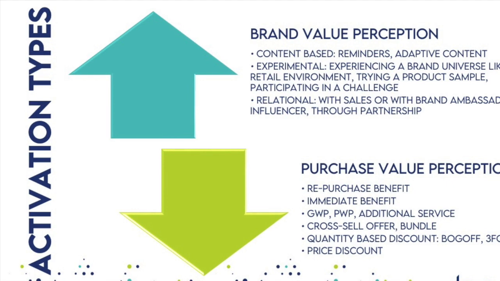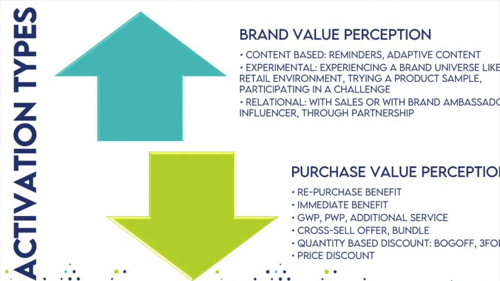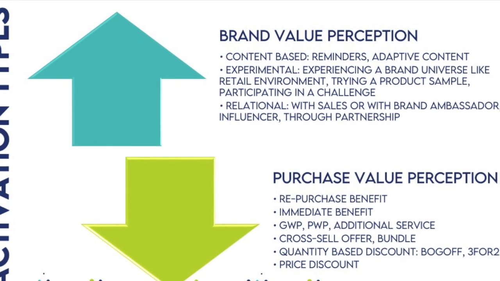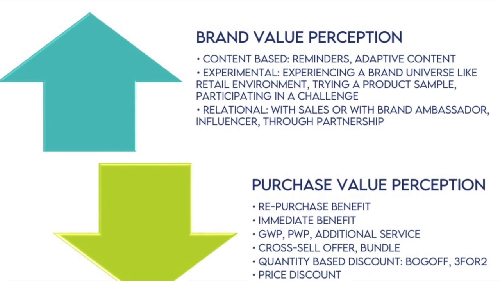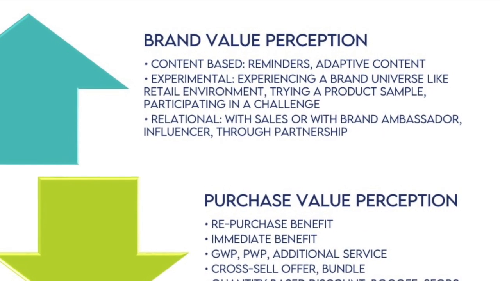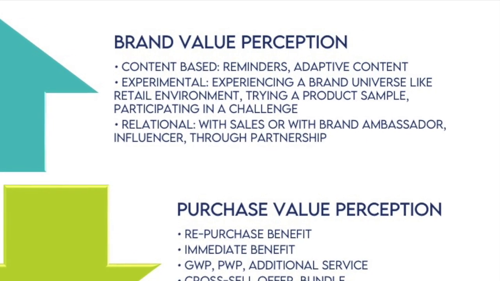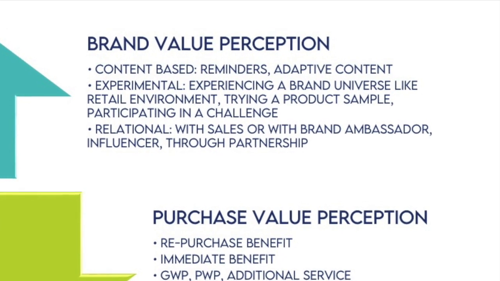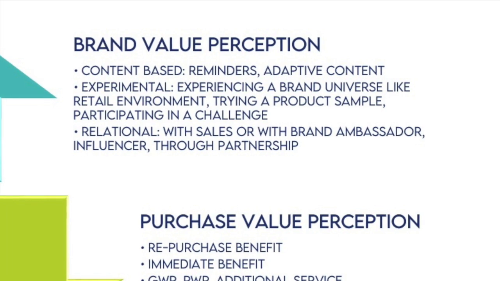If you want to increase the perception of your brand value, you may choose content-based, experimental-based, or relationship-based activation. A simple way to activate content-based, for instance, is sending a reminder, a summary of your product and benefits, or a sophisticated way is to have an adaptive content management where you know what content the consumer consumes so far, and then you can drop or add an additional content, trying to engage more and convert more.